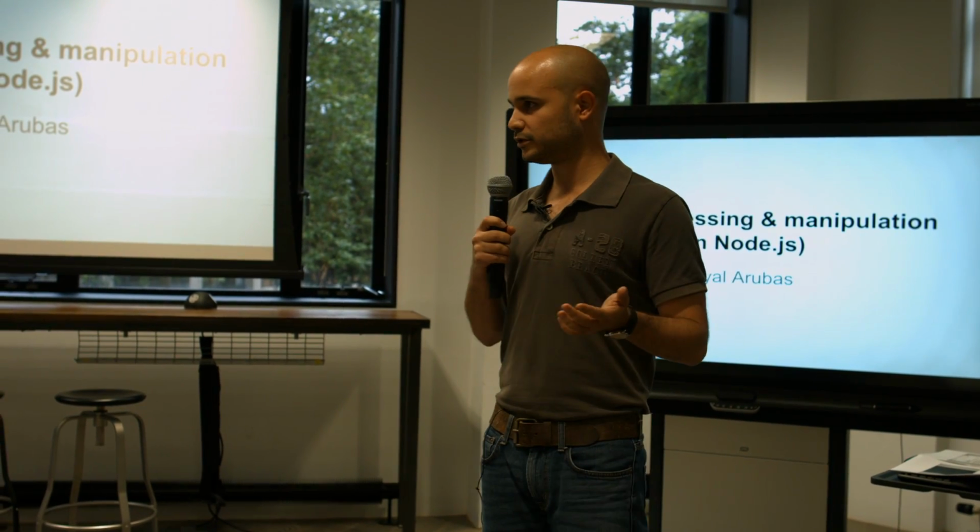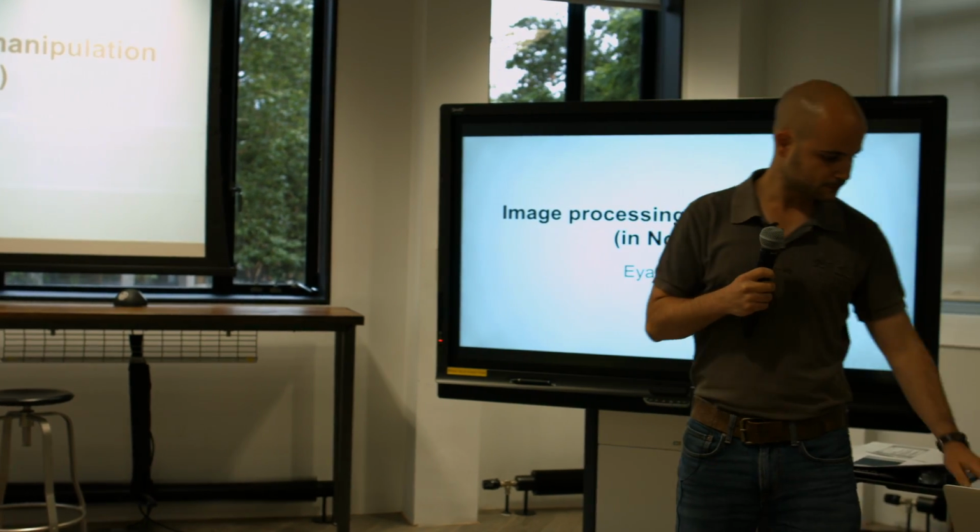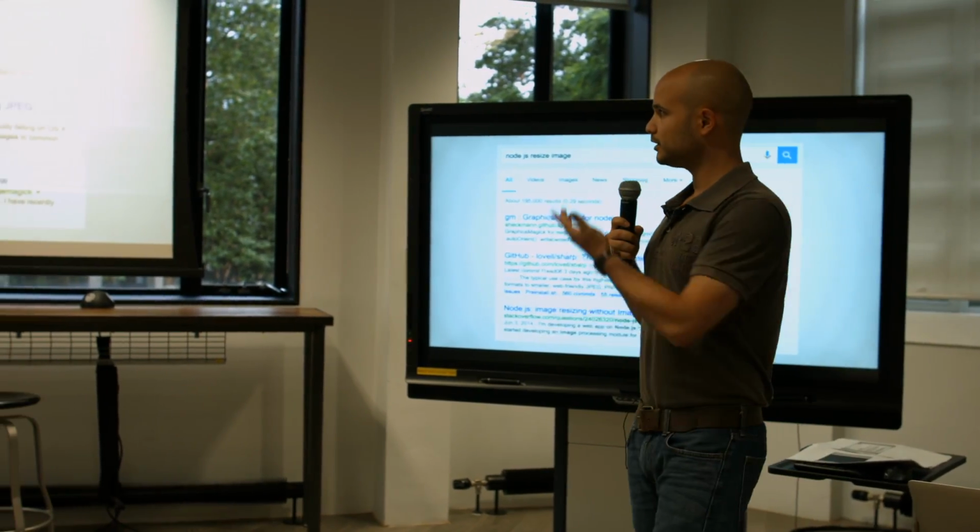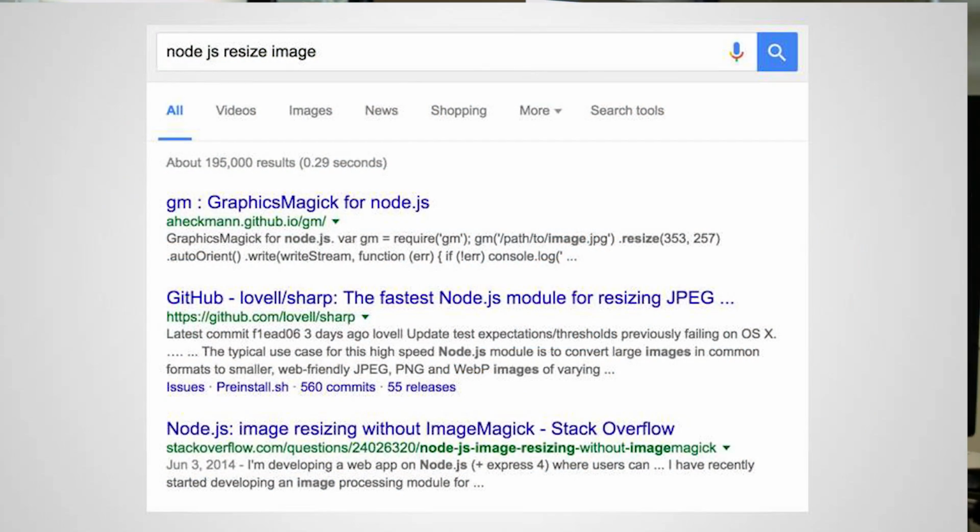So I used the developer's best friend, Google. I asked Google how to do image resize in Node.js. And the first thing Google gave me is GM. So the guys here who used ImageMagick before, they probably know what it is. And it's basically an NPM module to do image processing. So let's do a small example.